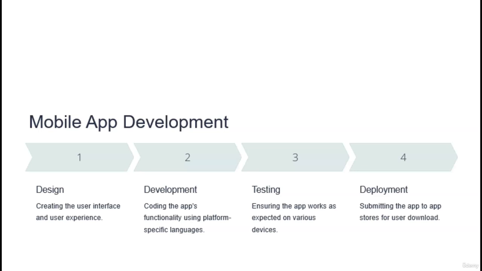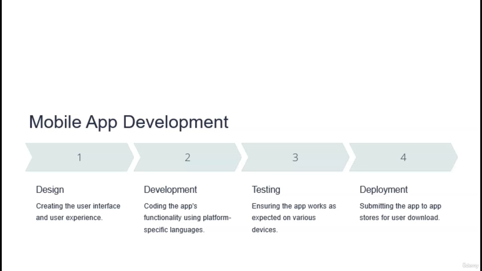Third is testing. It is a crucial part of mobile app development. It involves running the apps on different devices to make sure it works as expected and fixing any bugs that are found. And lastly, deployment. Finally, the app is deployed by submitting it to app stores like the Apple App Store or Google Play. Once approved, users can download and install the app on their devices.